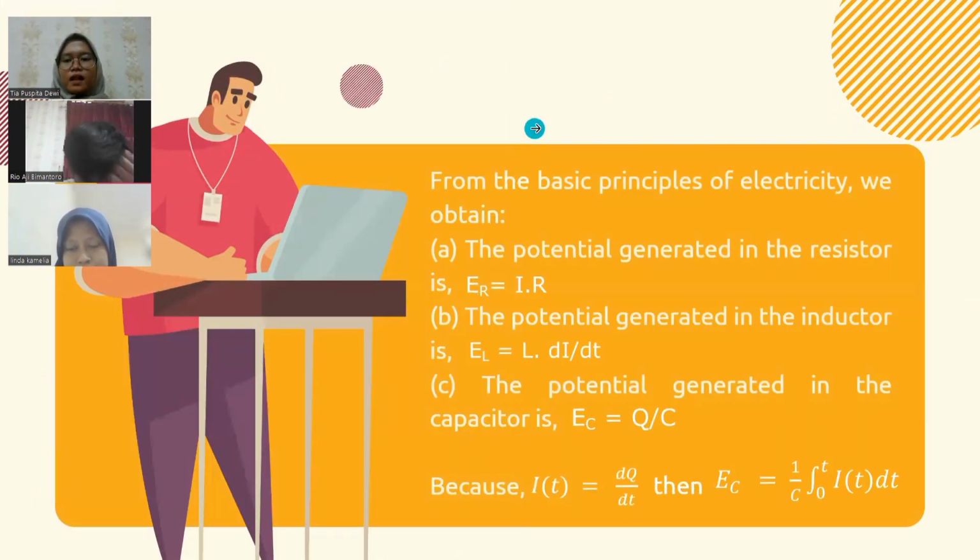From the basic principles of electricity, we obtain: a, the potential generated in the resistor is E_R equals I times R; b, the potential generated in the inductor is E_L equals L times dI over dt; c, the potential generated in the capacitor is E_C equals Q over C. Because I(t) equals dQ over dt, then E_C equals 1 over C times the integral of I(t) dt from 0 to t.